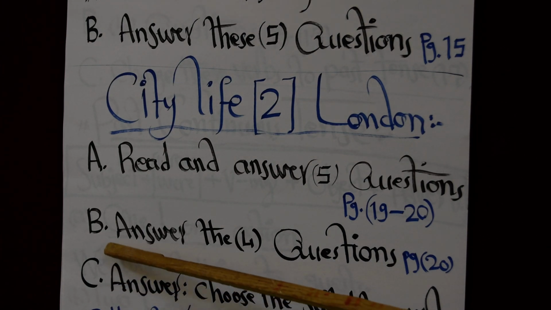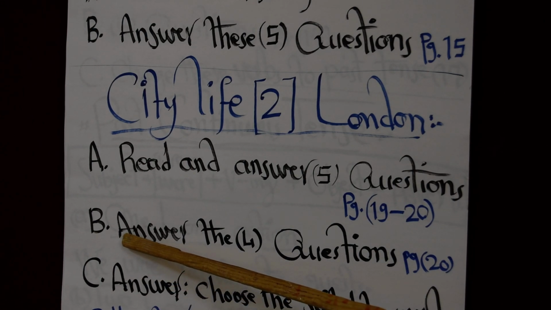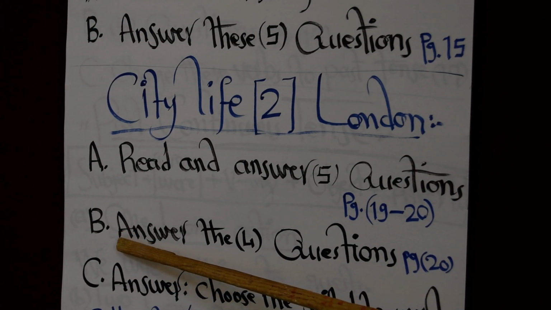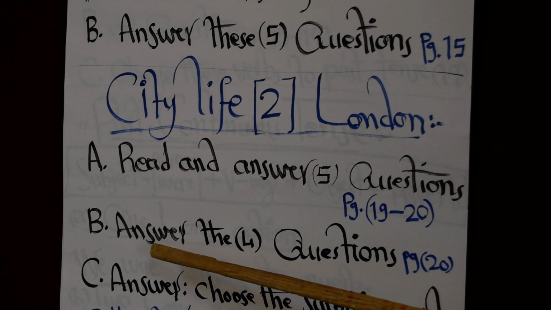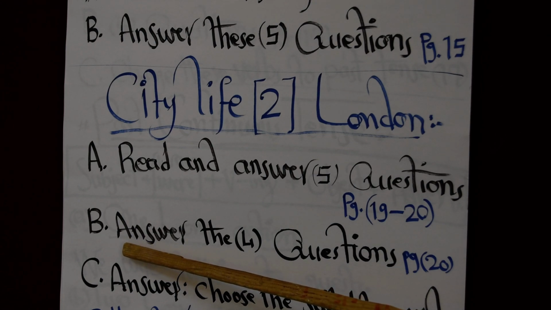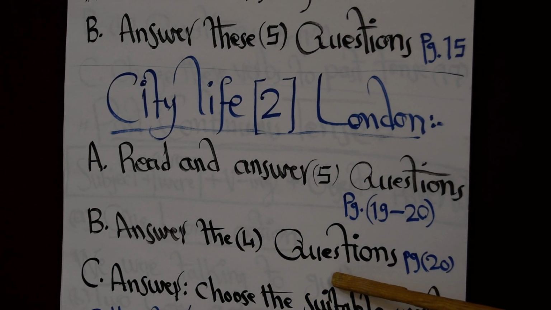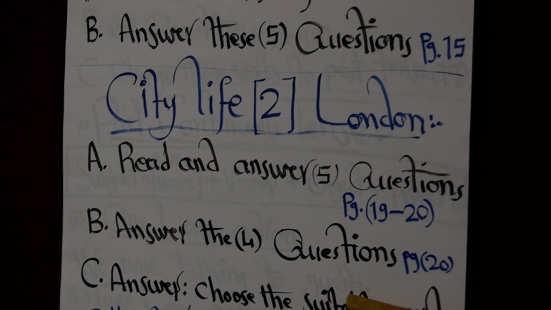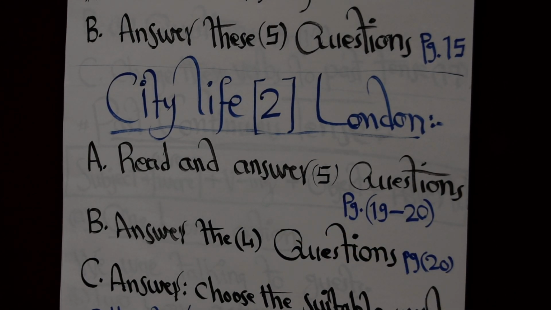But when it comes to number B, the same topic, City Life 2, there are also 4 questions for us to answer. So read the passage of London carefully, then answer those 4 questions carefully too. We find these questions on page 20. That's it.